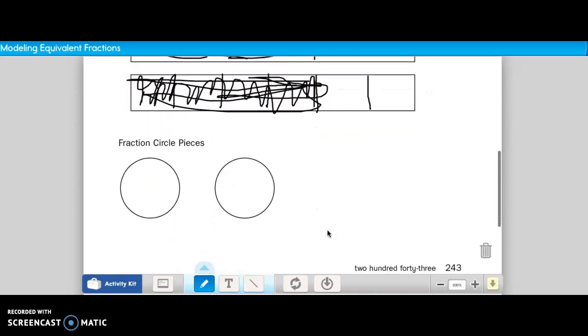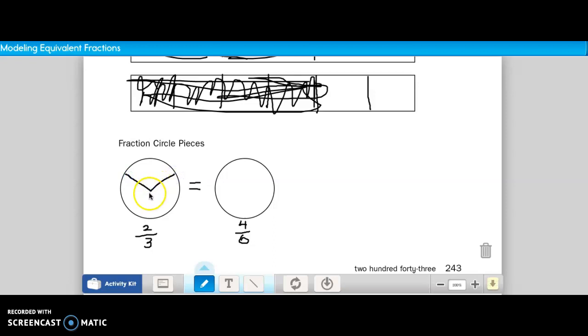Now let's go to fraction circles. The first one is 2/3, so I'm just going to write that down since we don't see it right now. And we are going to make this one into 4/6. And we're going to prove that they are equal. So I'm going to put equal here to show that they're equal. Now again, this is not going to be perfect, but I'm going to cut this into 3 pieces. It's kind of like a peace sign. There you go. And then here we're going to do the same thing.